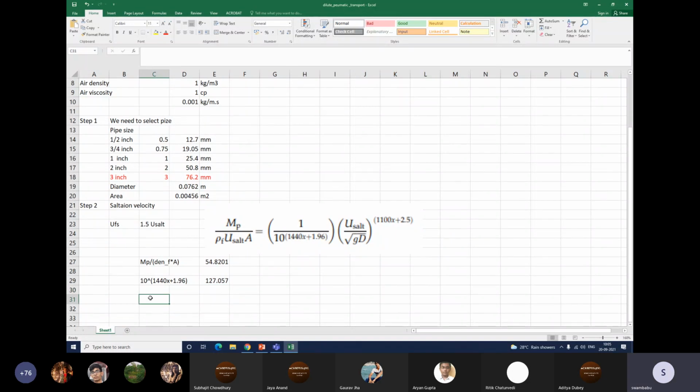Then I have the square root of g into d to the power of 1100 x plus 2.5. I'm just doing this part. So this will be SQRT, the square root. In Excel we can use SQRT. 9.81 into d, the diameter. So this is the square root term.